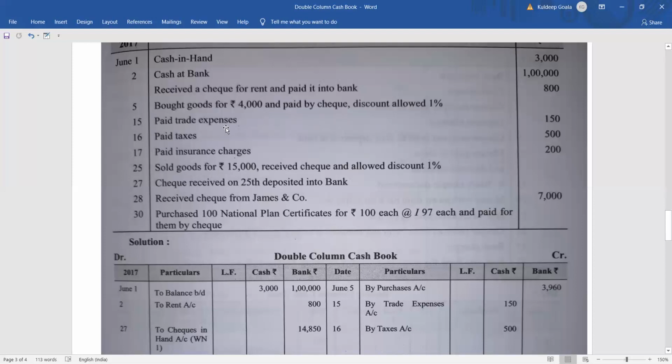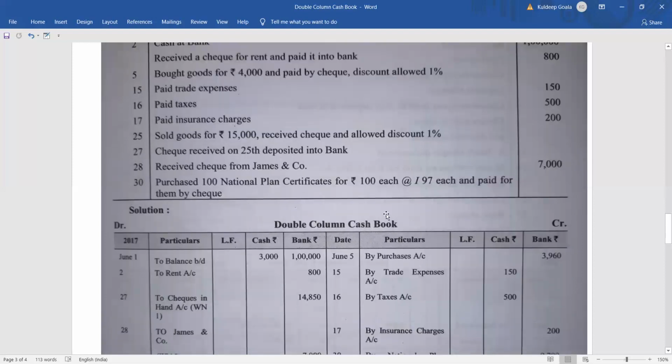Trade expenses has been paid. So what will happen? If we pay the trade expenses, again payment, so again go in the payment side and write down by trade expenses, give the date as 15, by trade expenses, where cash or bank, nothing is mentioned, that means we are paying by cash. So in the cash column, 150.